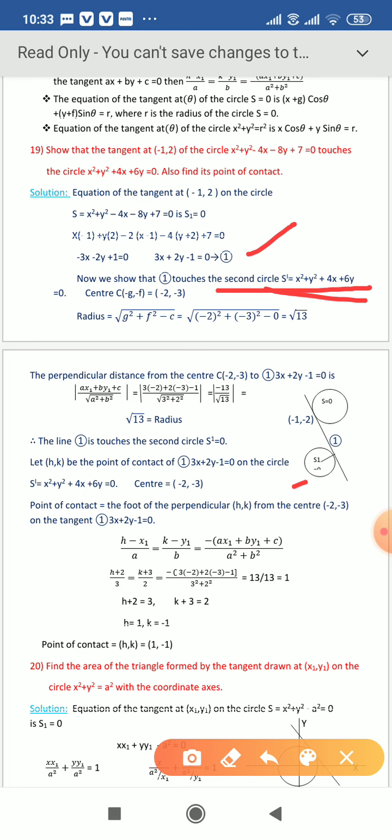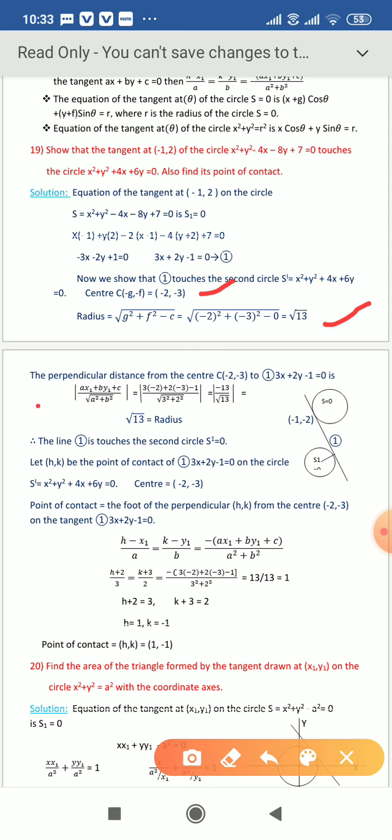To show that a line is tangent to the second circle, it is enough if we show that the perpendicular distance from the center to that line 1 is equal to the radius of the second circle. So we find the center. Center is (-g, -f), that is equal to (-2, -3). And radius is the square root of g square plus f square minus c, that is equal to root 13.